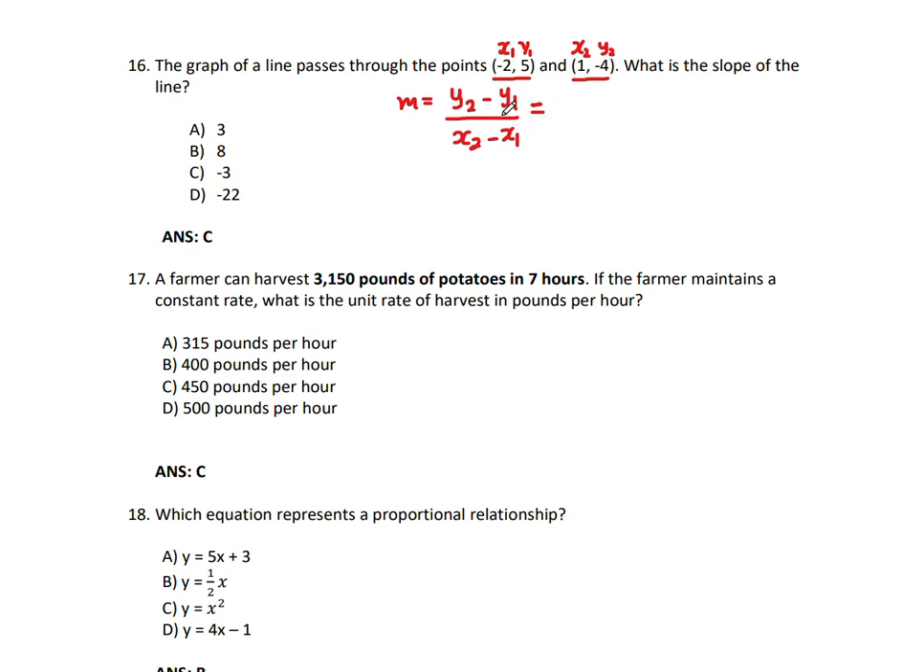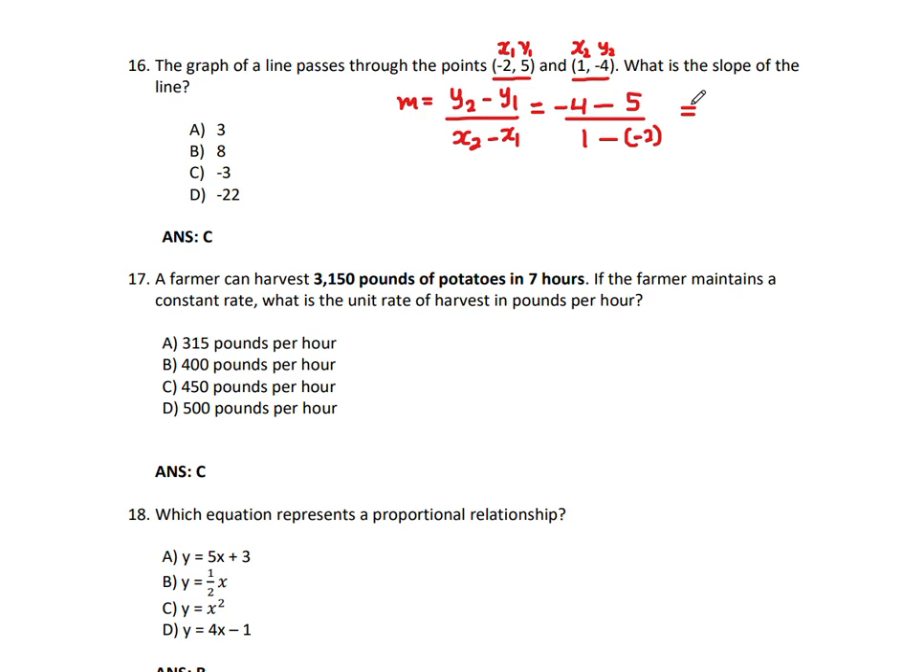Now we're going to substitute. y2 is negative 4. That's what we assigned it as. So it's going to be negative 4 take away y1, which is 5 here, all divided by x2, which is 1, take away x1, which is negative 2. I use my parentheses here to separate the signs.